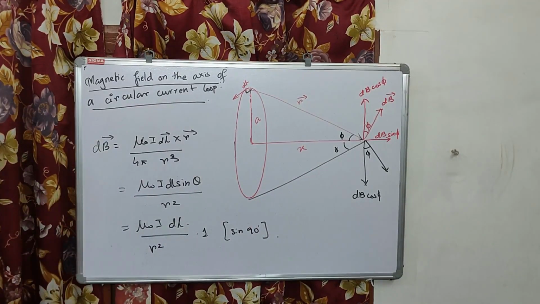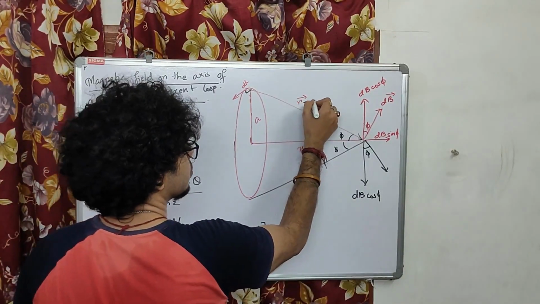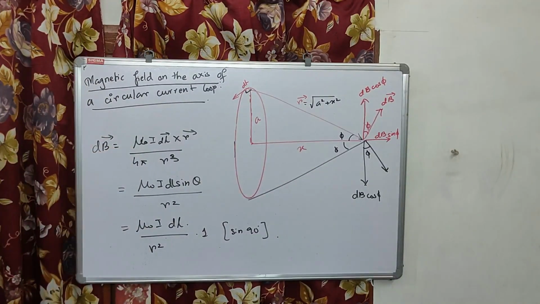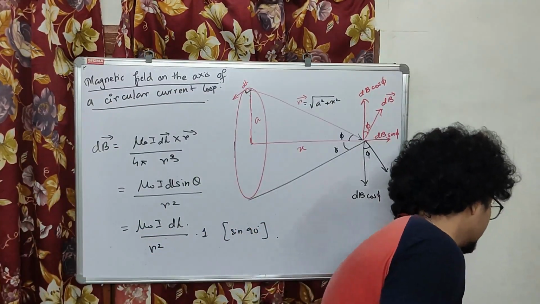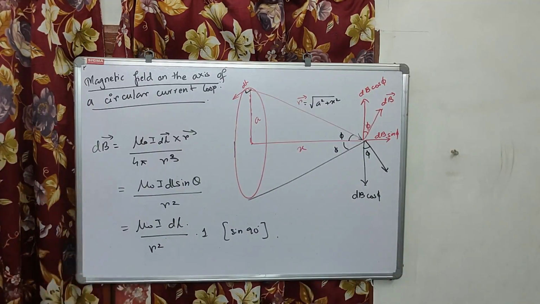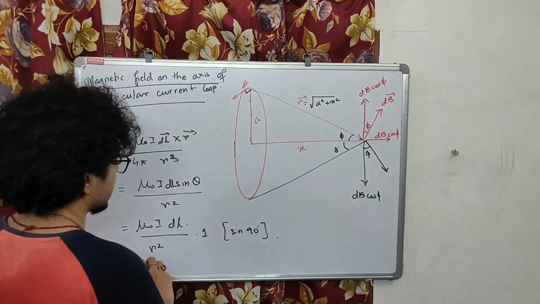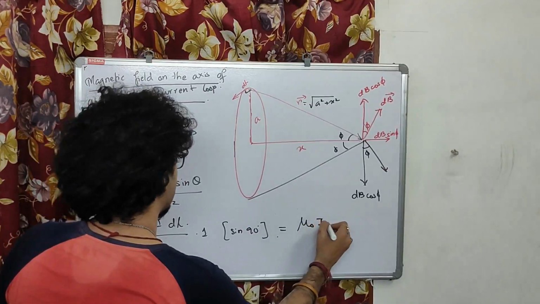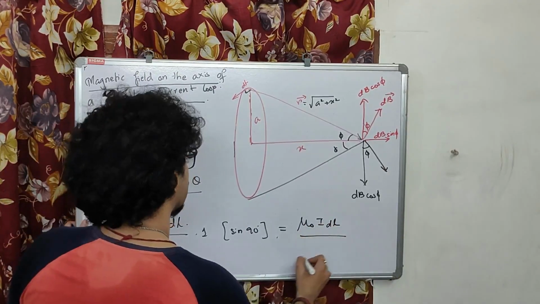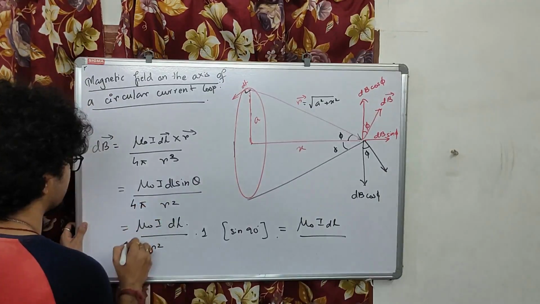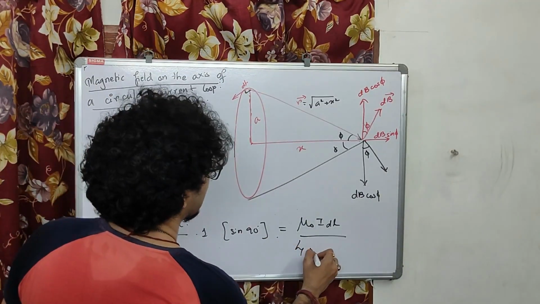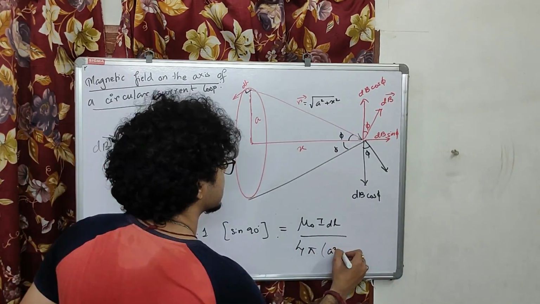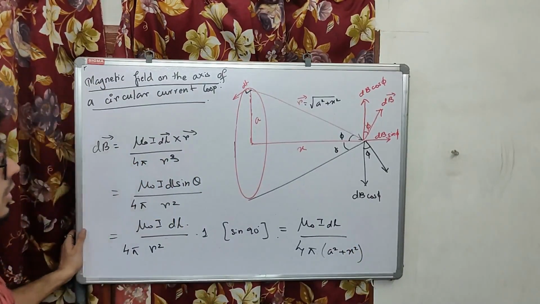Now what we have to do? Now see, r can be written as root over a square plus x square. So let me put it over here. If I put this, ultimately it comes out to be mu naught I dl by 4 pi. I have not written this 4 pi earlier. This r square will be a square plus x square, right?